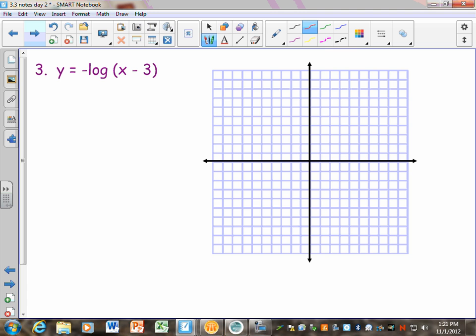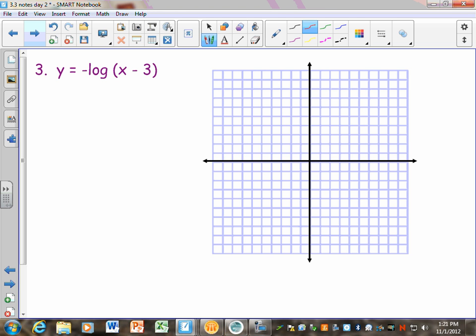Looking at this one, before I'm even starting, I'm going to think about my transformations. What does subtracting 3 on the inside of the function do to my graph? It moves it to the right 3, which means that whole graph is going to shift to the right, which means my domain and my asymptote are also going to shift to the right. That's something really important to notice.